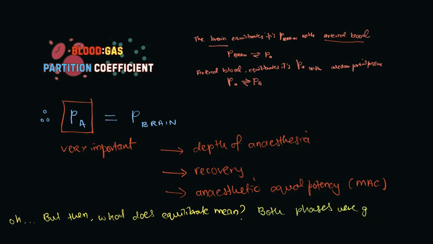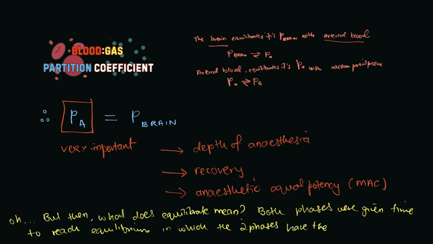Before my explanation passes over someone's head, let me clarify what equilibrate means. It is when two phases or compartments are given time to reach equilibrium, in which the two phases or compartments have the same partial pressure. Not concentration, but partial pressure. This is steady state.